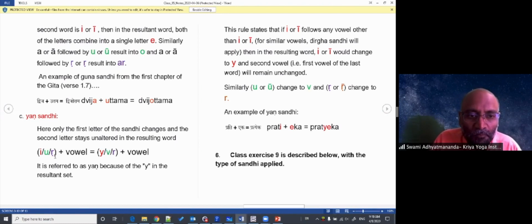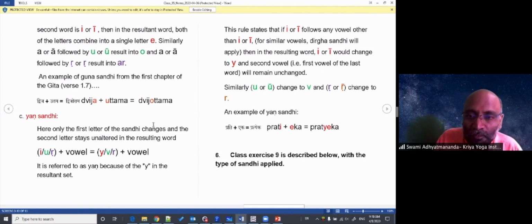That is the Yan Sandhi. So example we said is Pratyeka, Prati-eka, Ikara followed by any dissimilar vowel. So it's not followed by Ikara. Whenever it is followed by a dissimilar vowel, the Ikara changes to Yakara, but the second vowel remains unchanged.